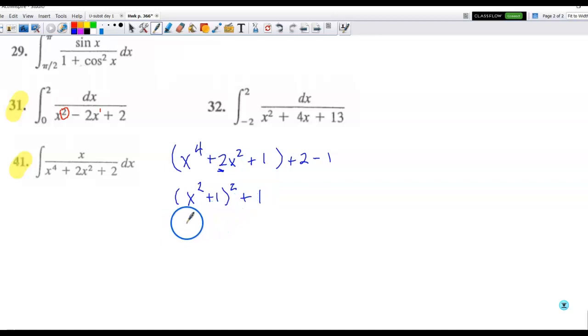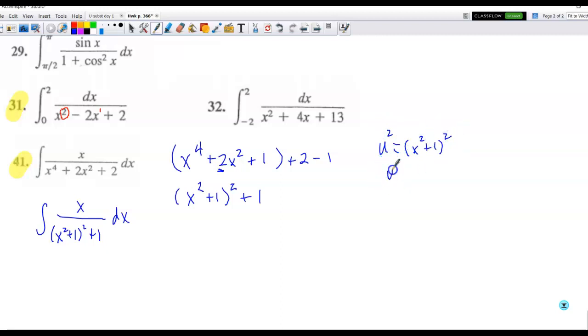So let's see what happens. That gives me a rewrite of the integral of x over x squared plus 1 squared plus 1. I think it's headed to arctangent, so I'm going to say u squared is equal to x squared plus 1 squared. U is equal to x squared plus 1. There's lots of squares here. du is equal to 2, and here it comes, x dx.